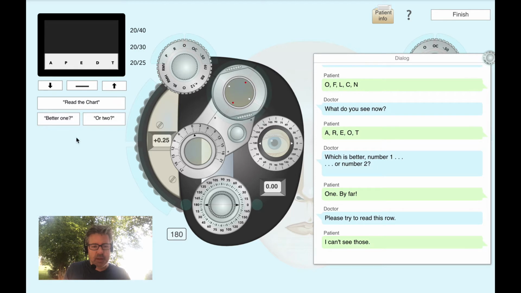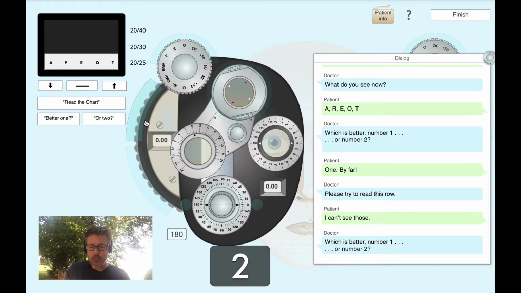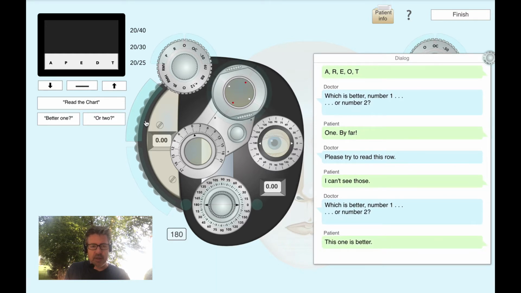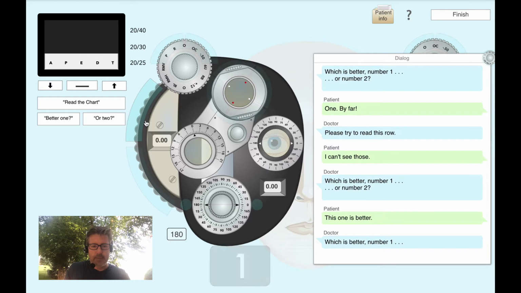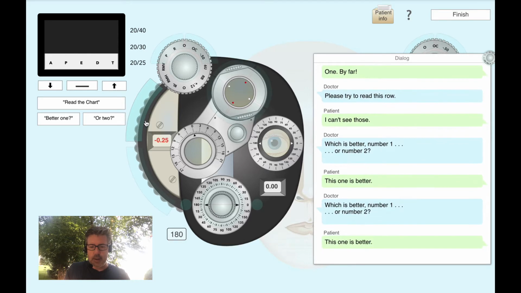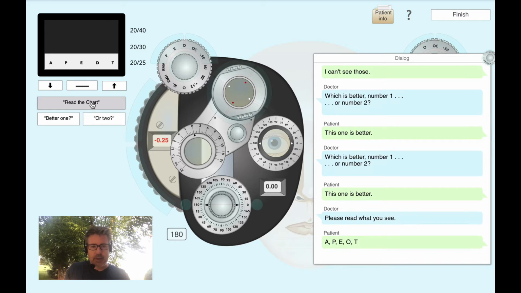Instead of hitting these buttons, I'm going to hit my keyboard keys now. So, which is better, Donna? One or two? This one's better. Let's give her some minus now. One or two? This one's better. Read the chart. APEOT. So I think that's a little bit better, or maybe it's about the same as it was before. Let's keep going. Let's see if we can get her to read all five of those letters.